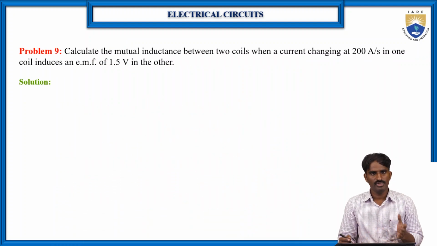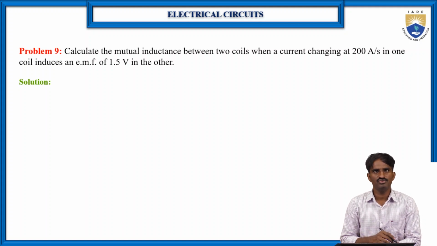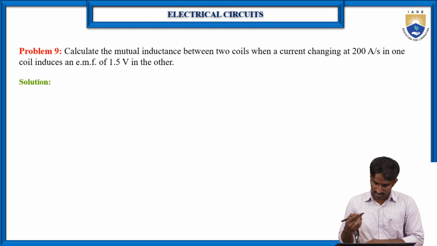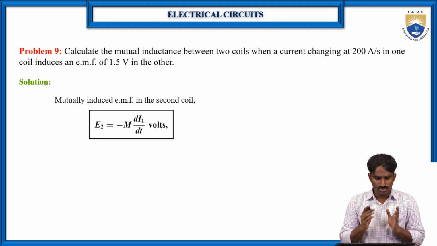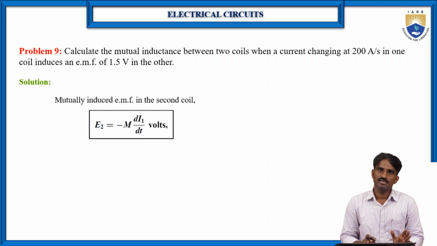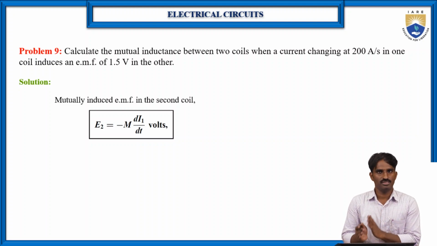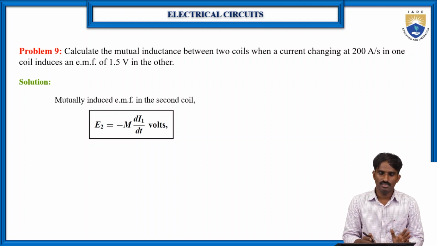Right. Then coming to the ninth problem: calculate the mutual inductance between the two coils when a current changing at 200 amperes per second in one coil induced an EMF of 1.5 volts in the other. So which means now here there is another concept called mutual inductance. When there are two coils, then the EMF produced in the second coil because of the current flowing through the first coil, the EMF induced across the second coil is equal to minus M into di by dt. Right.